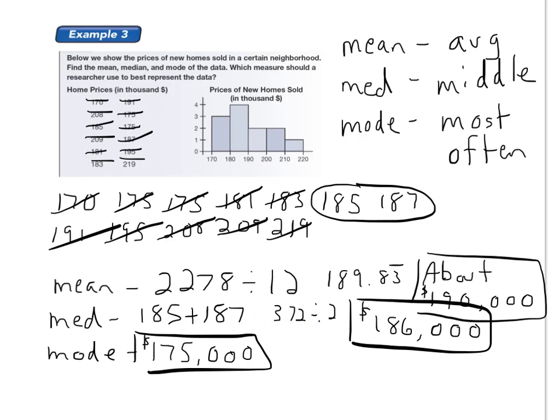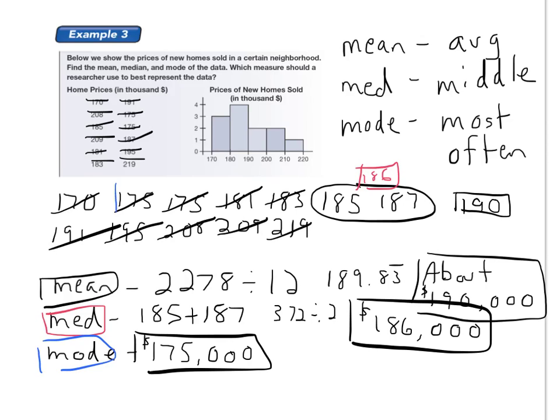Now I want to know which one of those best represents the data. Okay? Well, I'm going to go ahead and use my black pen for my mean. So my mean was $190,000. So $190,000 would be right here. Okay, my median, we'll use the red pen for that, was $186,000. Well, that's right in here, right in the middle. Okay, and then my mode, we'll use the blue pen, is $175,000.